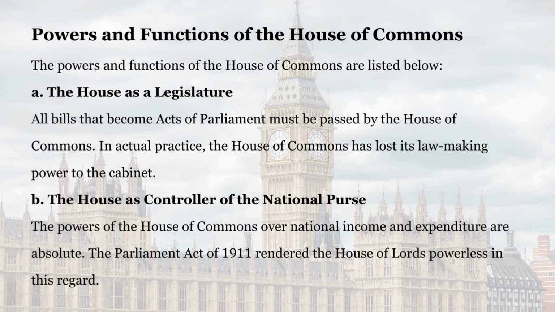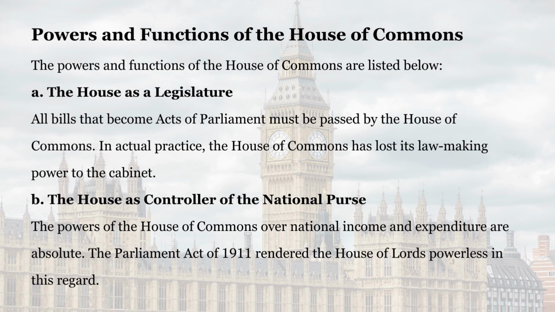Powers and functions of the House of Commons. The powers and functions of the House of Commons are listed below. A. The House as a legislature. All bills that become acts of Parliament must be passed by the House of Commons. In actual practice, the House of Commons has lost its law-making power to the Cabinet.